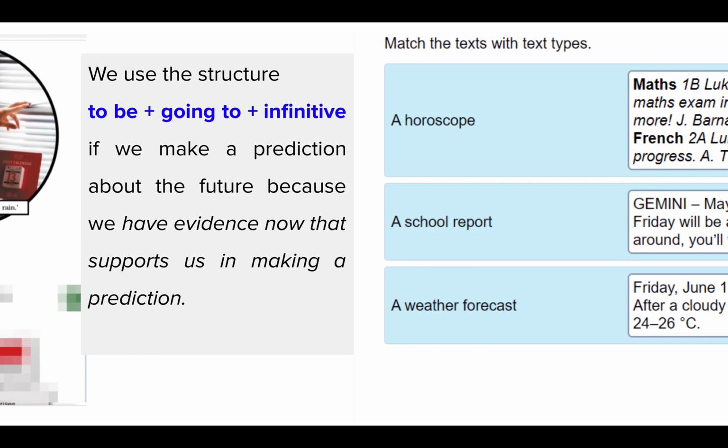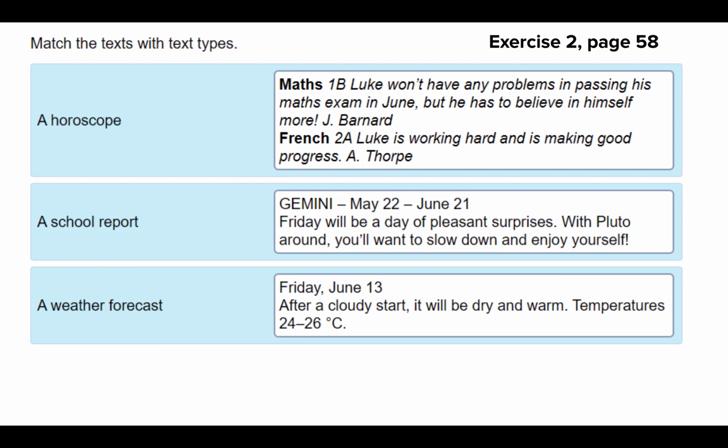Now let's move on and find exercise 2, page 58. You should match the texts with text types. You can see a horoscope, a school report, and a weather forecast.